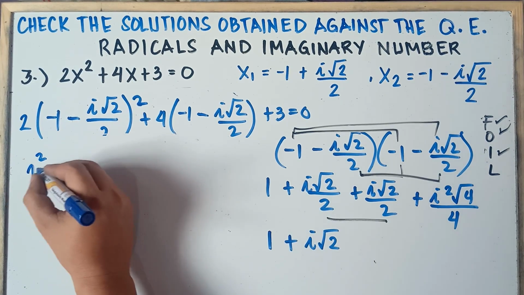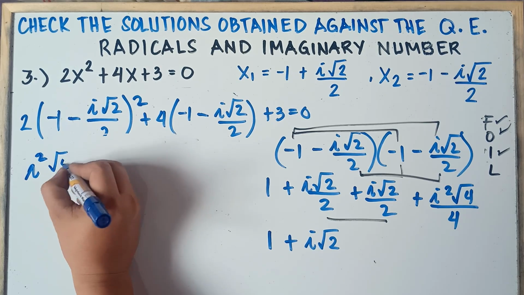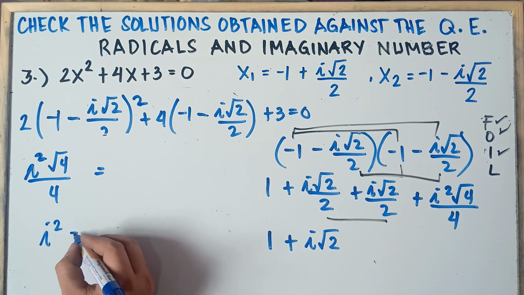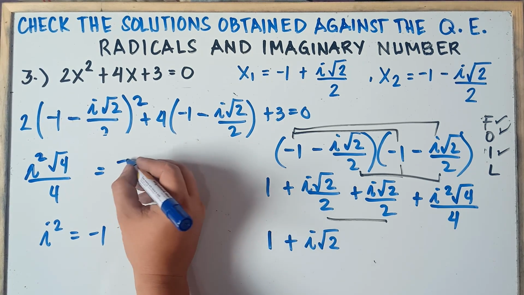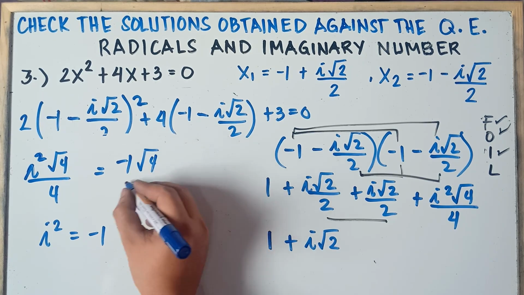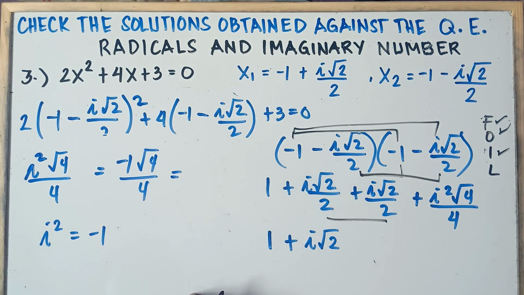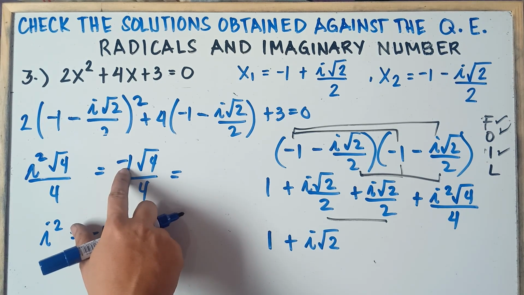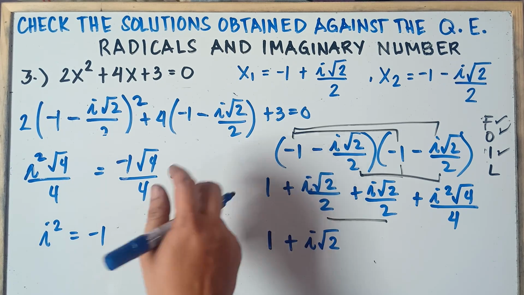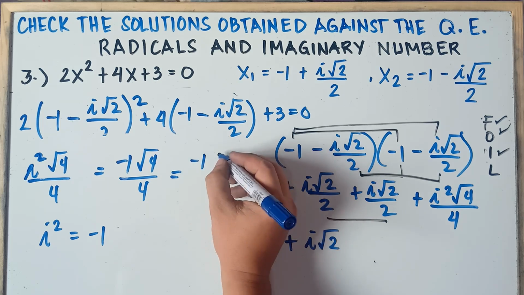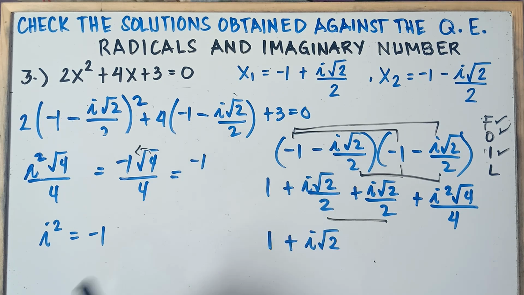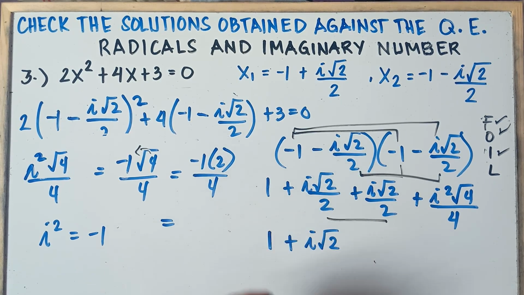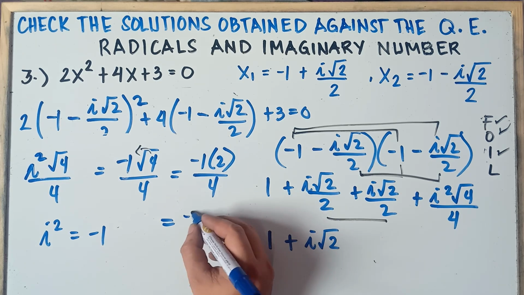i squared times square root of 4 over 4. So once again, i squared is equivalent to negative 1. So this is negative 1. Copy square root of 4 over 4. So copy negative 1. Then the square root of 4 over 4. So negative 1. The square root of 4, that's 2. You put it outside. You multiply it by negative 1. So negative 1 times 2 over 4. Negative 1 times 2, that's negative 2 over 4.